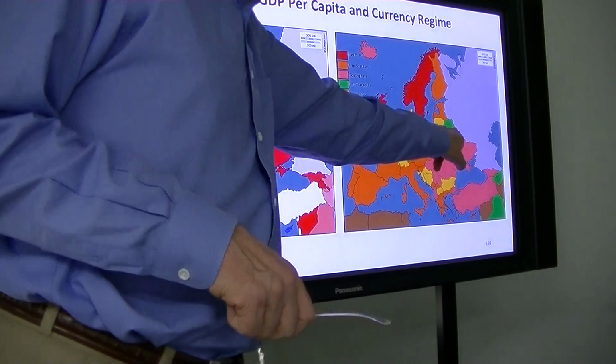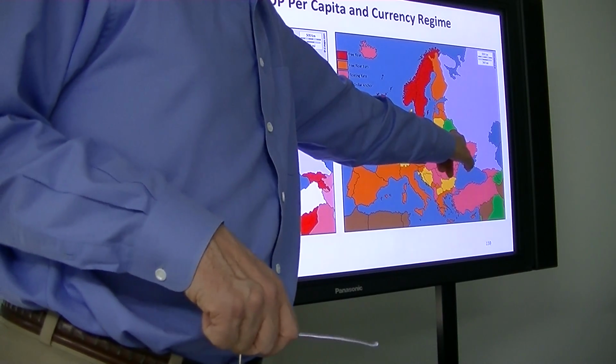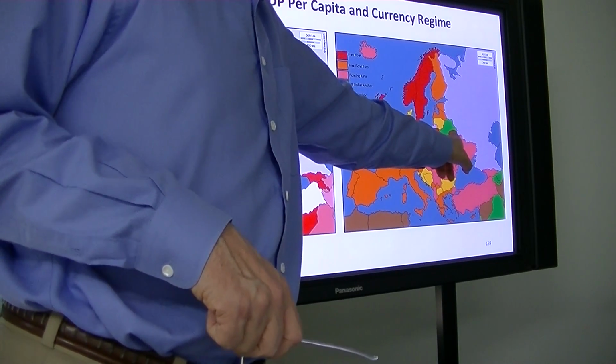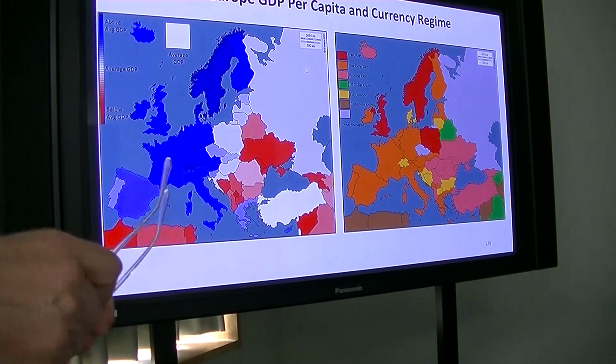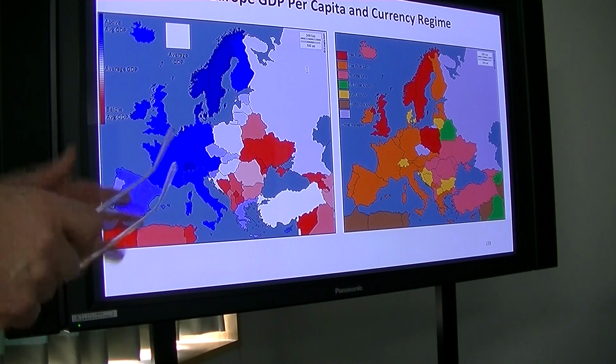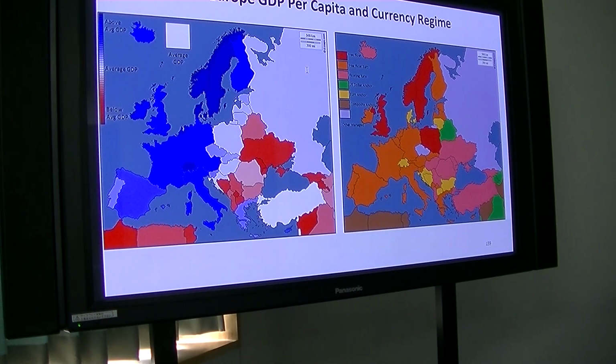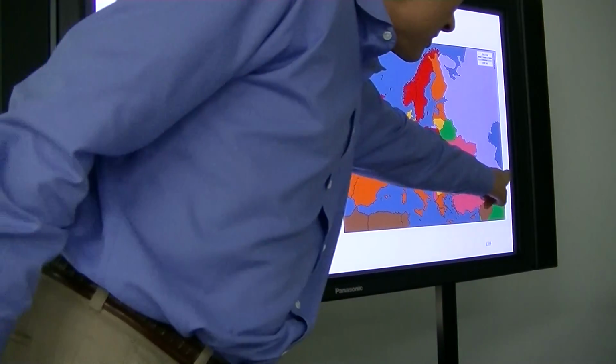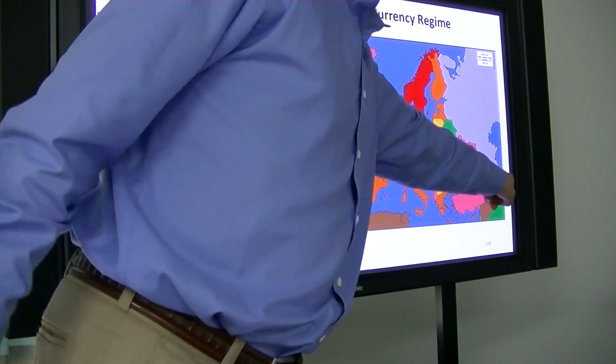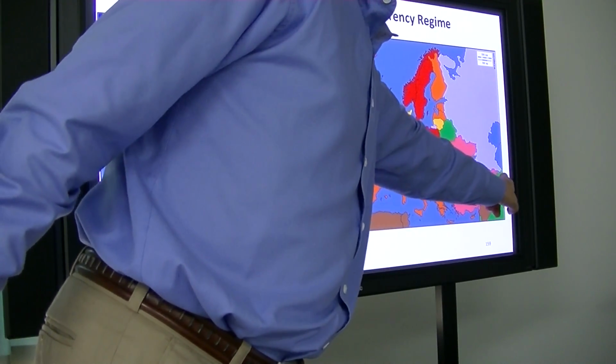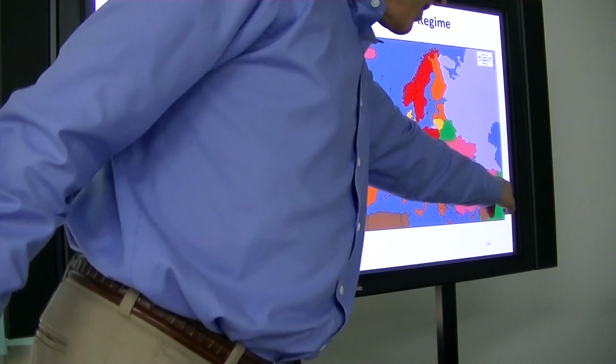That's Belarus. I have no idea. I've never been able to figure out why Belarus is anchored to the dollar. Maybe it's because they sell wheat. I don't know. It doesn't make any sense as to why. You may look here. See, that's Azerbaijan. That has a lot of oil. So that makes sense. That's Armenia.